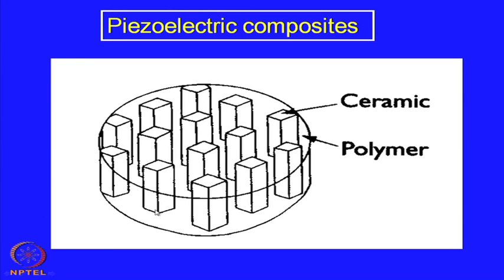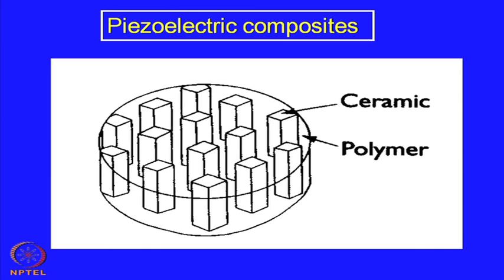One can say they are rods, or these days, with the advent of the preparation of nanofibers, one can also have nanofibers of ceramics, but they are all aligned in a particular direction. Similarly, you can have many different kinds of composites, once again with ceramic polymer composites.